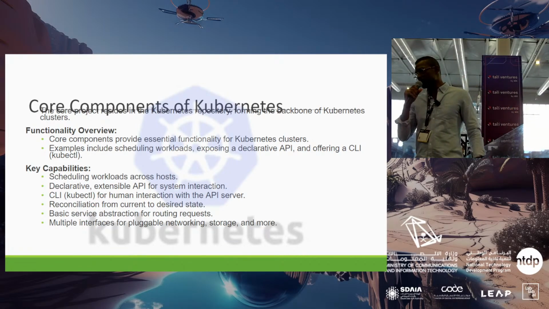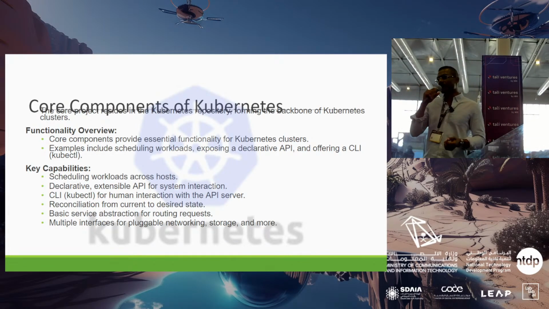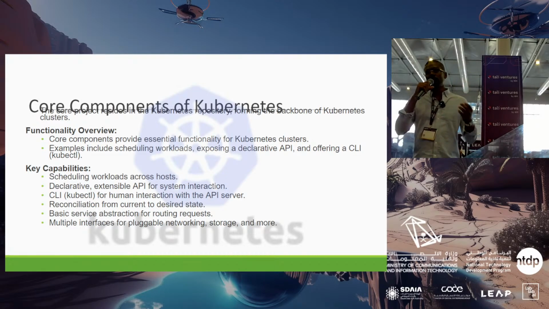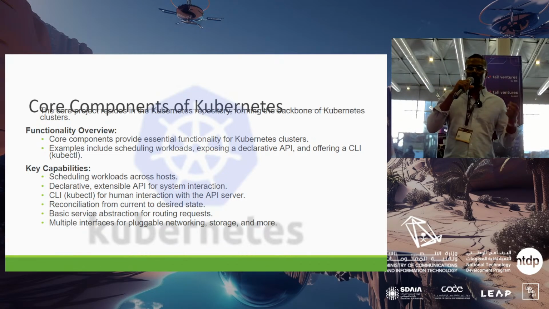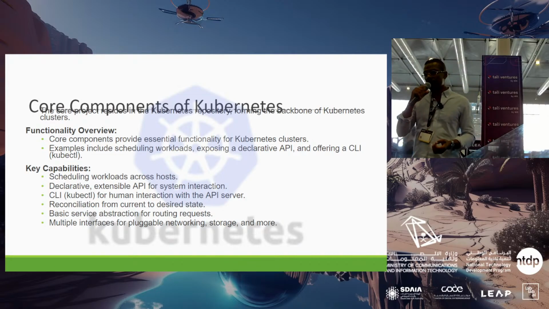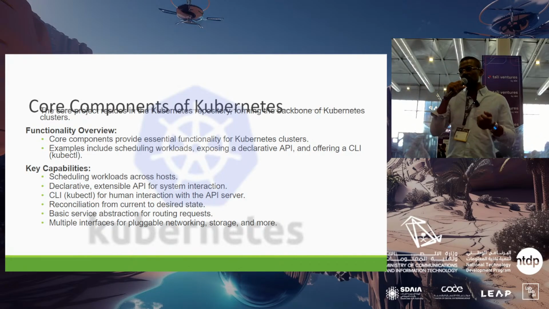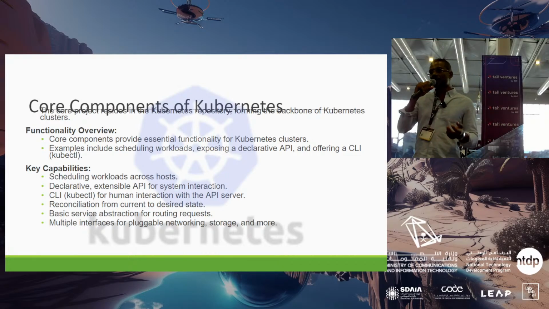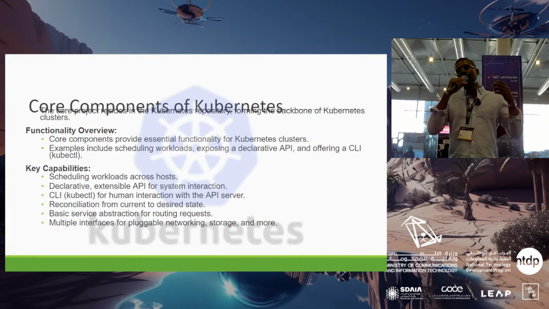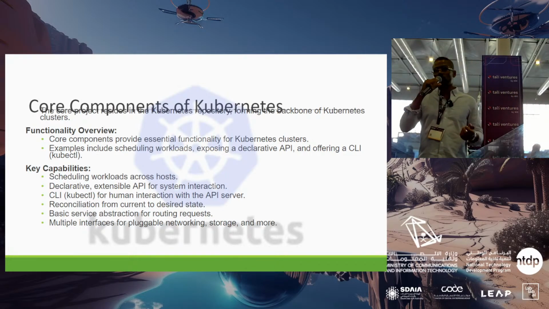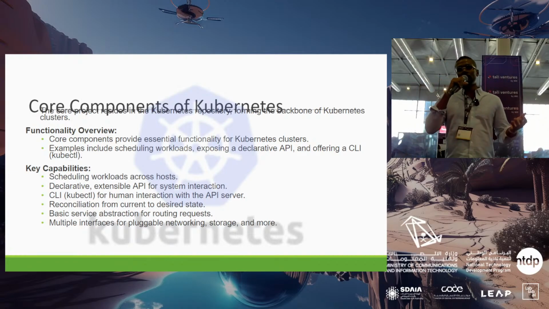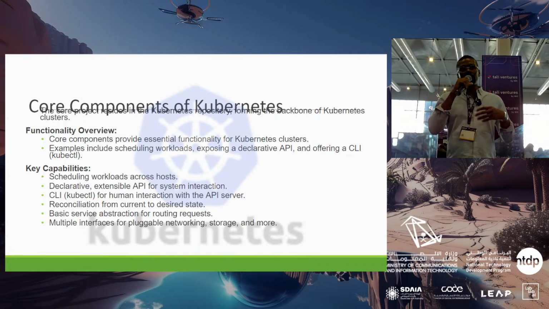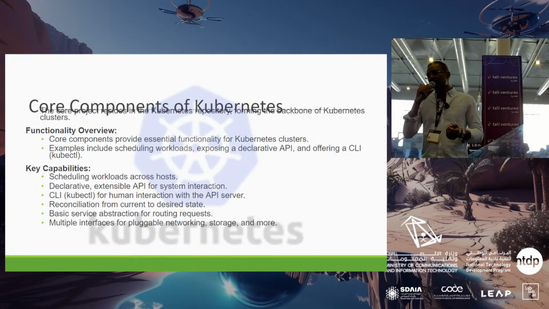So the key capabilities of Kubernetes is scheduling workloads across hosts, basically making sure that your workload is up, it's running, it's available. Another capability of Kubernetes is declarative API system interaction. You can talk to Kubernetes and send commands like, hey, I need more compute resources. Hey, I need to deploy another endpoint or change my IP address. This can be done in the declarative API, right?